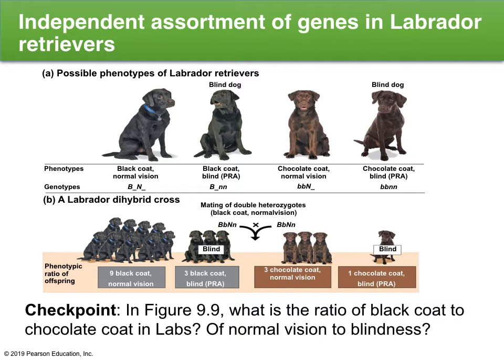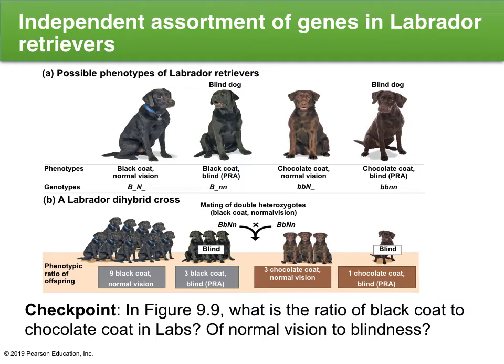So the phenotype is black coat, normal vision. So you know there's at least one copy of the dominant allele. Black coat and blind means you've got one copy of the dominant allele, because that trait is dominant. But if the dog has this type of blindness, then it has to have two copies of the recessive allele. Moving on to this guy, the recessive color, chocolate coat, so two copies of the recessive allele, but normal vision, which means you have at least one copy of the dominant allele. And then the double recessive here, you've got chocolate coat and blind.